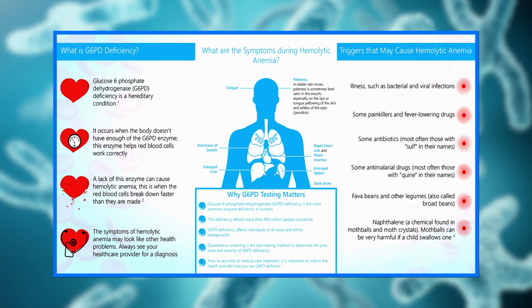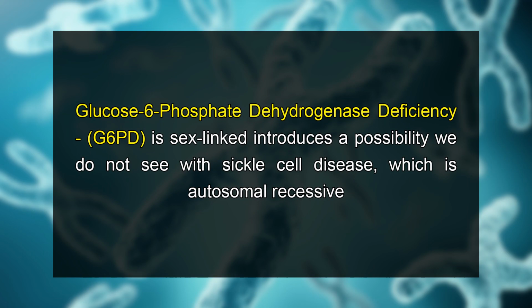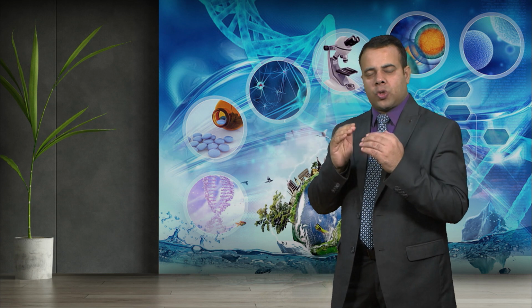certain infections. Studies on African children with severe malaria show that heterozygous females and hemizygous males for G6PD deficiency are underrepresented. This suggests that inheriting the enzyme deficiency gene somehow protects against malaria. The fact that G6PD deficiency is sex-linked introduces a possibility we do not see with sickle cell disease, which is autosomal recessive. Because both heterozygotes and hemizygotes are selected for, the mutant allele should eventually predominate in a malaria-exposed population.